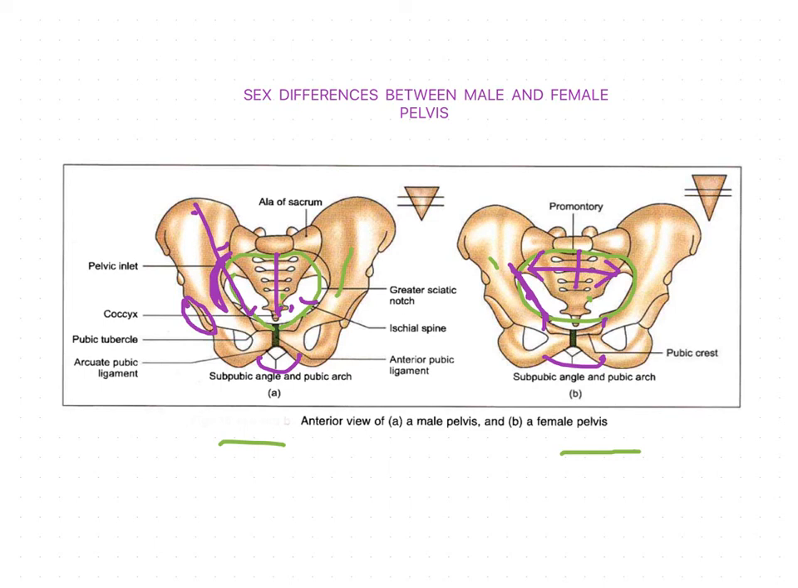Next, the pre-auricular sulcus is more marked in females. So these are all the differences between the male and female pelvis. These are all about the bony pelvis.